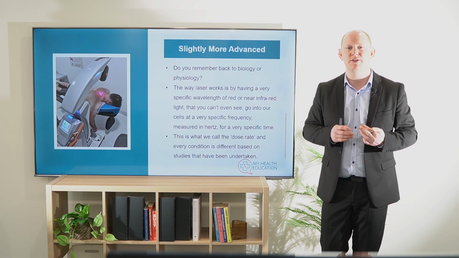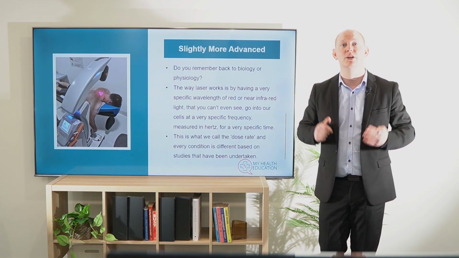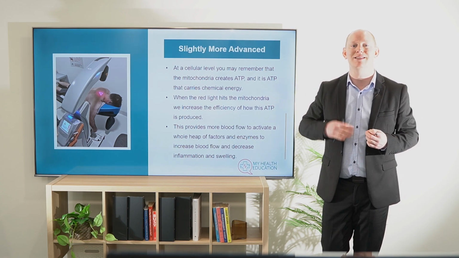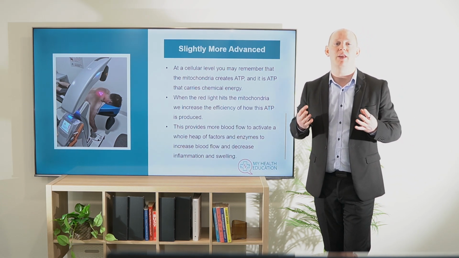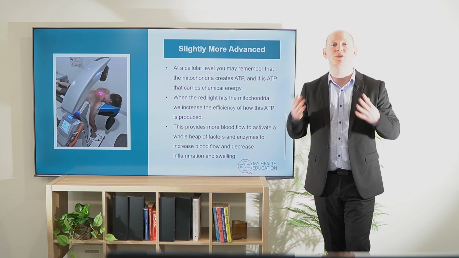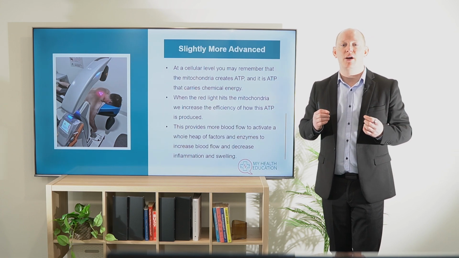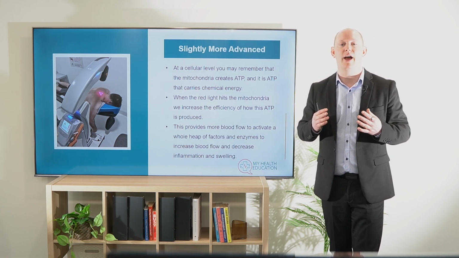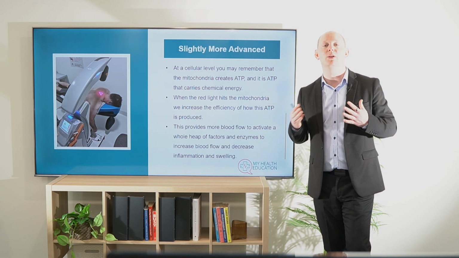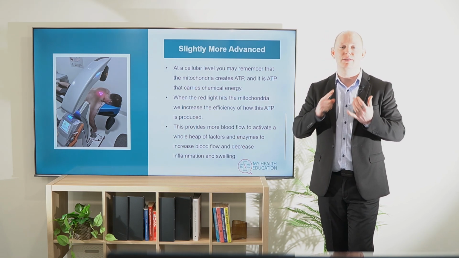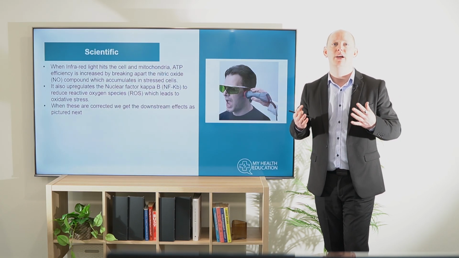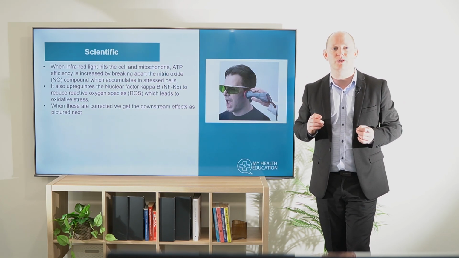Now, this is a really nice conversation to have with people, and they'll go, oh yeah, cool, tell me more about how that works. And so you can then get slightly more advanced and say at a cellular level, you may remember that the mitochondria creates ATP, and it is ATP that carries chemical energy. When the red light hits the mitochondria, we increase the efficiency of how this ATP is produced. This provides more energy to activate a whole heap of factors and enzymes to increase blood flow, decrease inflammation. Now, for those that want to know that next level, this is where we then start to get a little bit tricky on them.